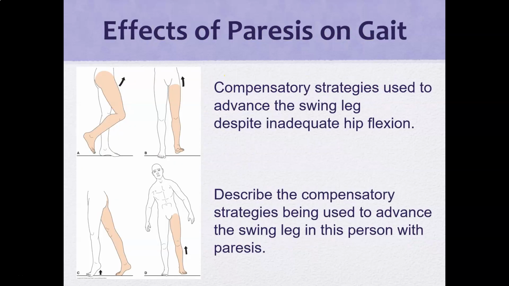descending. So if you look at paresis on gait, there are compensatory strategies used to advance the swing leg despite inadequate hip flexion. So what they'll do is they'll either hike their hip, or they'll flex their hip or knee too much, or they'll have a lurching gait trying to get that clearance. Okay, so there are lots of compensations that patients can do. Describe the compensatory strategies being used to advance the swing here. So that can be a hip hike, okay, or a circumduction, or, look at this, a toe off or a heel off, trying to clear that toe.